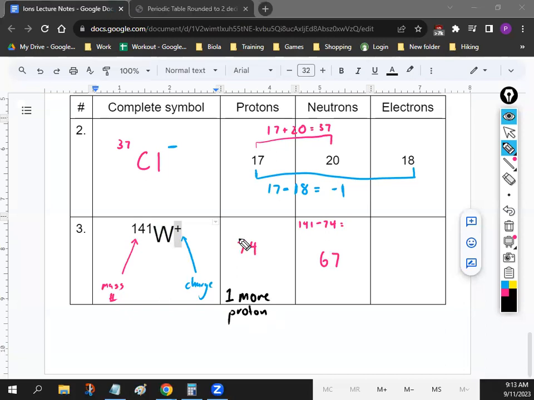So that means we have one more proton than electrons. So the number that's right underneath 74 is 73. So that's going to be our electrons. And if you want to check your answer, you can always do 74 minus 73, and that'll give you positive 1, which is your charge. That's pretty much it. That's what we'll be doing today for our assignment.